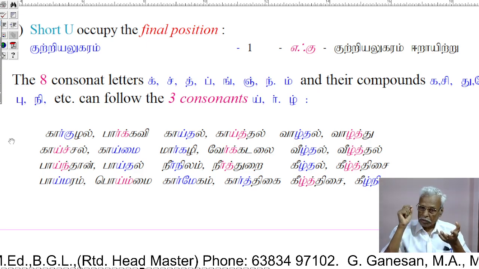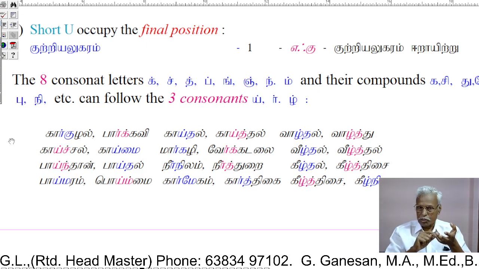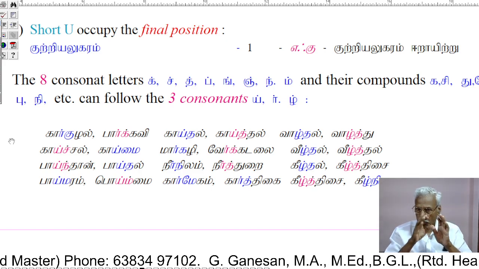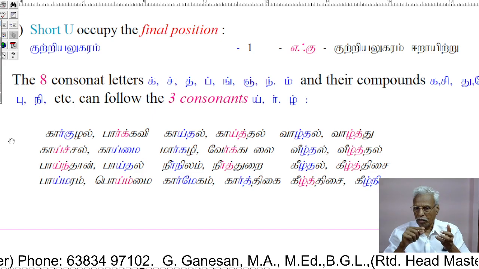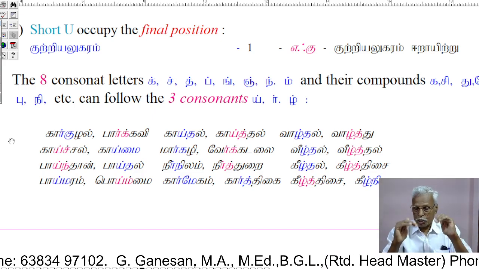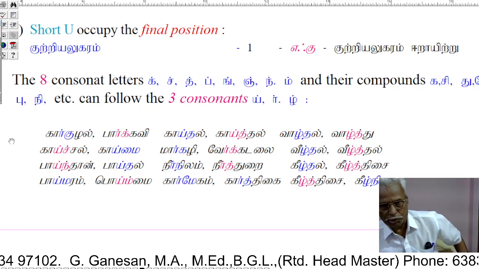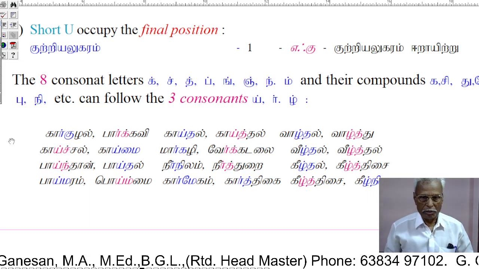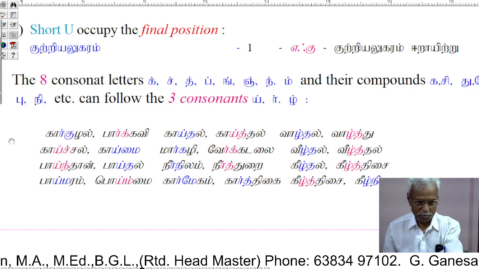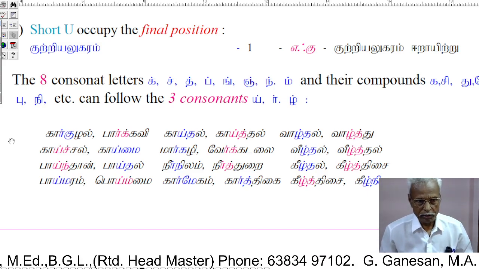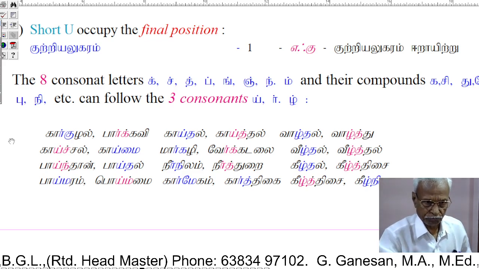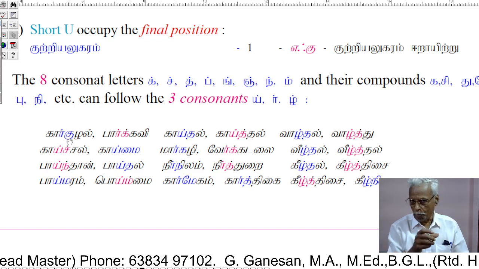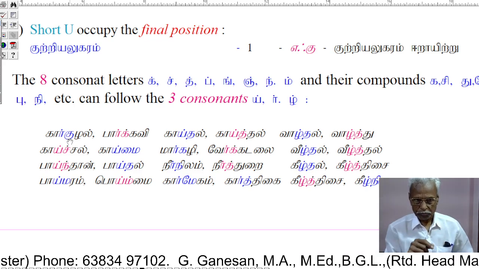These are 8 consonants: ik, ich, it, im could follow the three consonants e, ir, il. Both the consonants and the compound letters could follow these three consonant letters in Tamil. Look, I have given some examples. You see, kar, udal, the consonant ir has been followed by the compound of ik, ku.